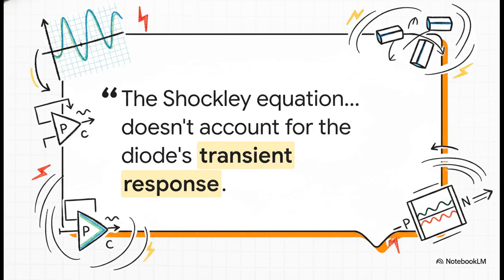Actually, there's a great quote from the source material that hits the nail on the head. It points out that the Shockley equation is just a steady-state relationship, meaning it completely ignores the diode's transient response, which includes all that internal junction and diffusion capacitance we just talked about. Basically, Shockley is great when things are calm. But if you're designing high-frequency RF circuits or crazy fast-switching logic gates, the voltage is jumping all over the place. And in those scenarios, it's these parasitic capacitances that completely dictate how your diode is going to behave.